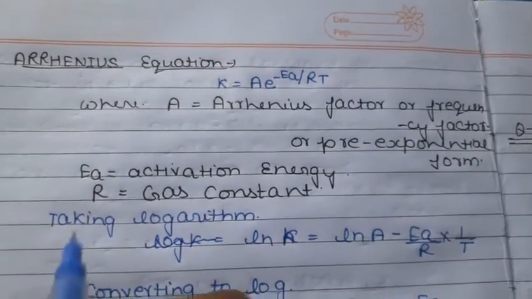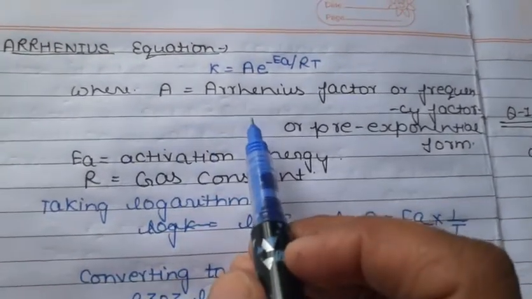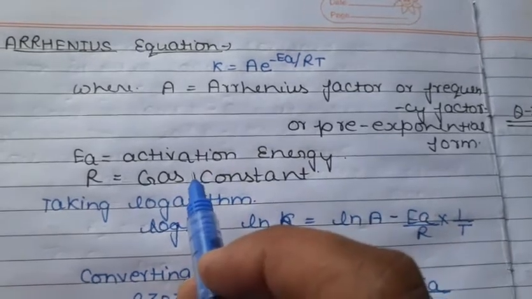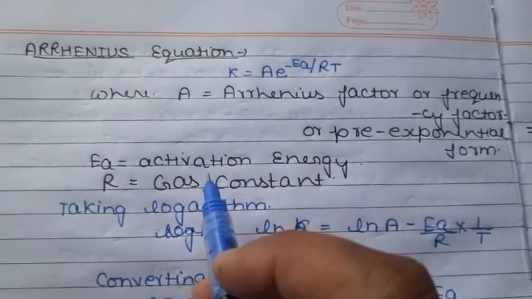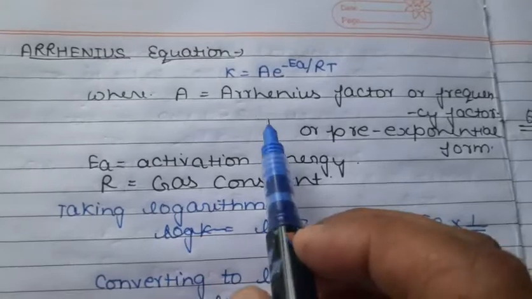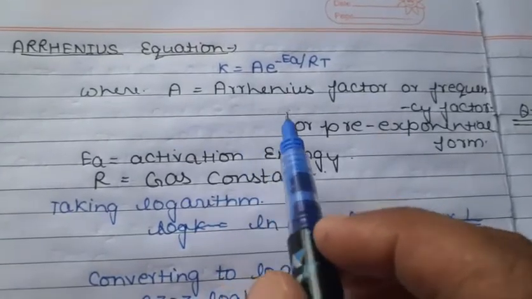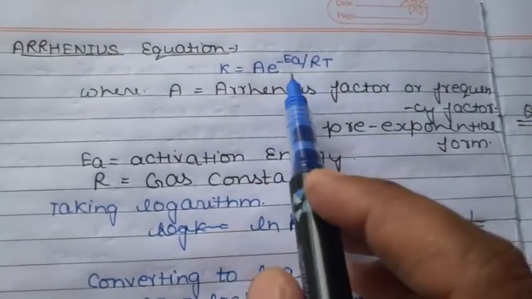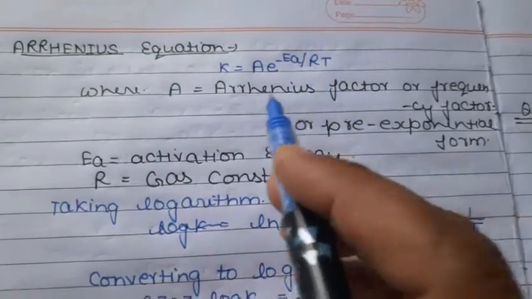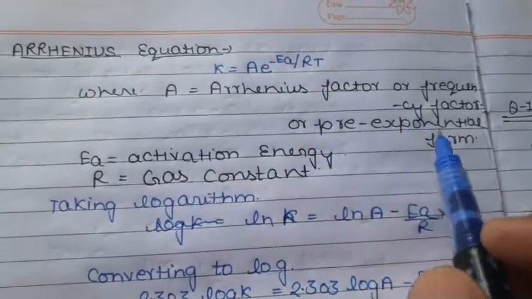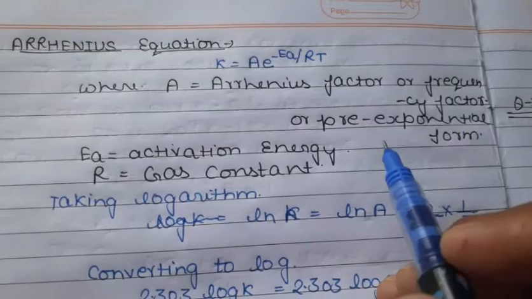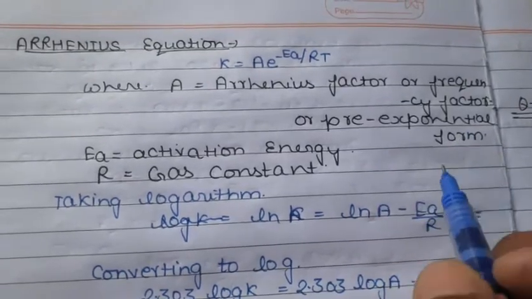Students, our next topic is the Arrhenius equation. Arrhenius proposed a quantitative relationship between rate constant and temperature as k equals A e to the power minus Ea upon RT, where A is the Arrhenius factor, or frequency factor, or pre-exponential factor.